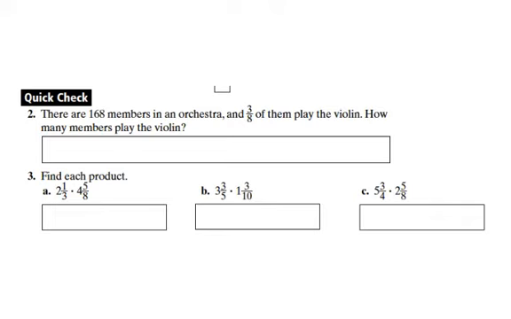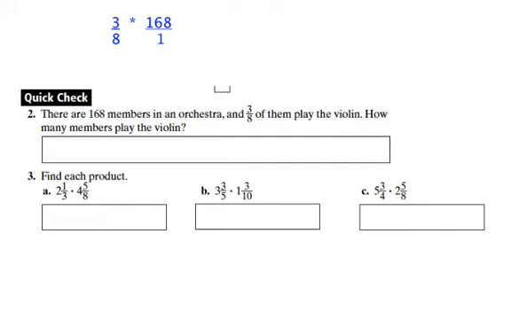Remember what I said about the word of? If we're trying to find 3/8 of them, we're going to multiply. So we're going to take 3/8 times 168. First, we have to write everything as a fraction. So we're going to take 168 and put it over 1. So now we have 3/8 times 168 over 1.